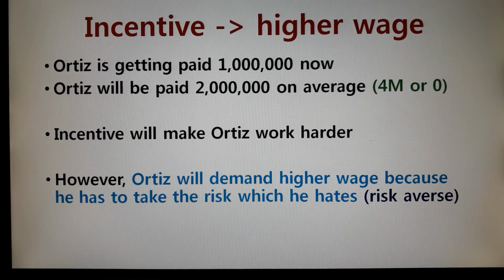The question is, if you are a principal and you want to make your agent work harder, that means you have to pay them a high payment. And you have to calculate, okay, making Otis work harder will increase my profit, the Red Sox profit. But that will also increase Otis's salary. Can the increased profit justify Otis's salary? If not, give it up. Let Otis be lazy and give him just $1 million.